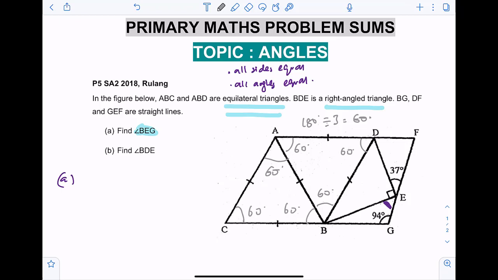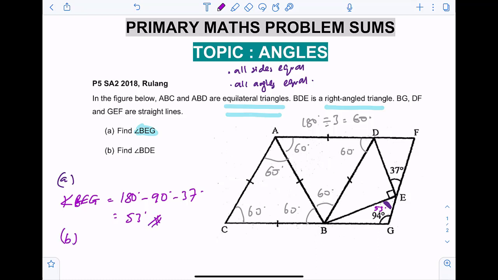Okay? Alright, so how to find BEG? BEG is the purple one there. Angles on a straight line add up to 180. So 180 minus 90 minus 37 degrees is 53 degrees. Okay, so once you get it, put it inside the diagram. Alright, first answer done. Now the next one.